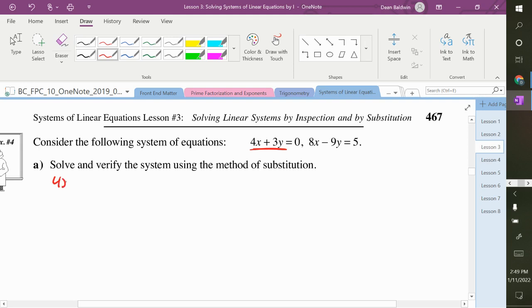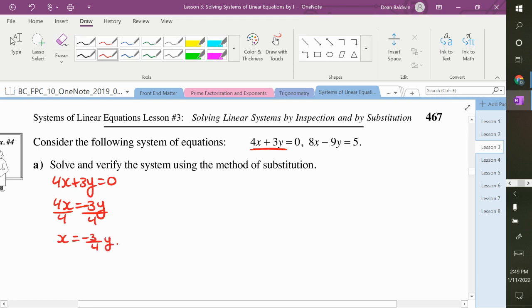So I'm going to take 4x plus 3y is equal to 0. And if I'm going to solve for x, I'm going to move the 3y to the other side. Negative 3y. Does everybody understand how I did that? I'm just picking a random variable. Now, I'm solving for x, so I need to divide off the 4. So I get x is equal to negative 3 over 4y.